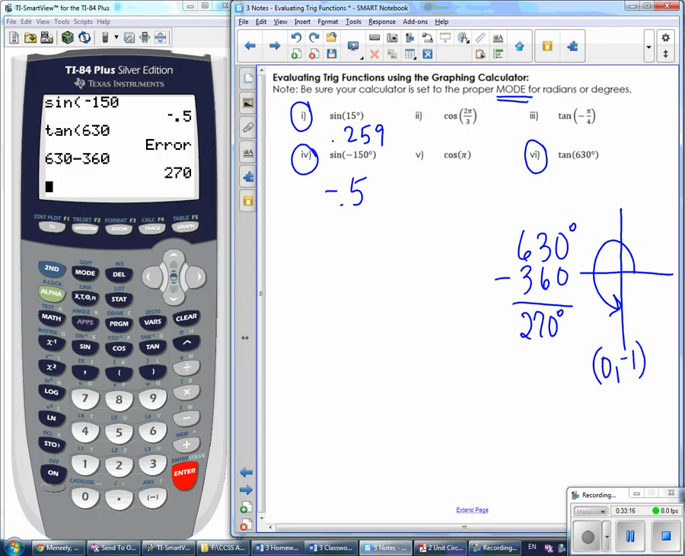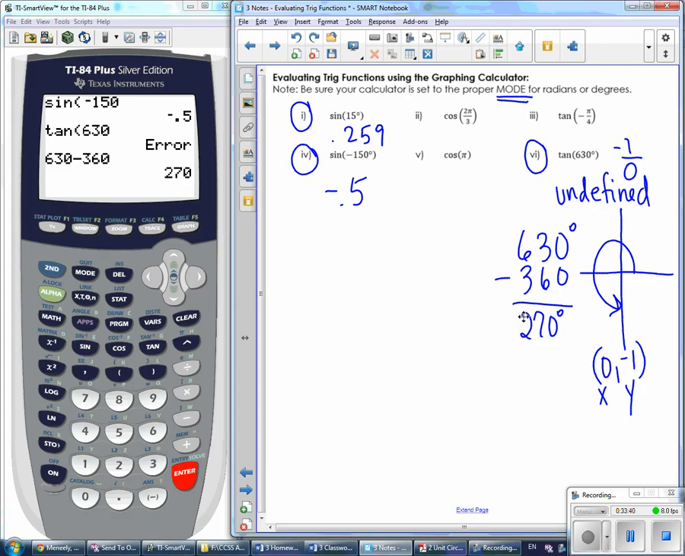So if you try to evaluate the tangent, remember this is x, this is y. The tangent is y over x. So we're looking at -1 divided by 0. If you try to divide anything by 0, you're going to get an error message. And this is where you just want to say that the function is undefined. And most of the time you'll get the error message, and that's why, because the function is undefined.